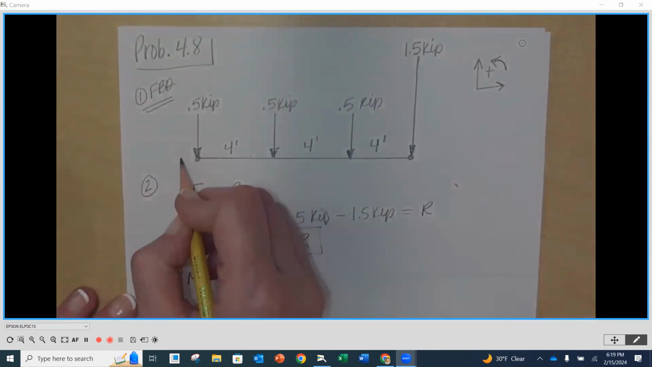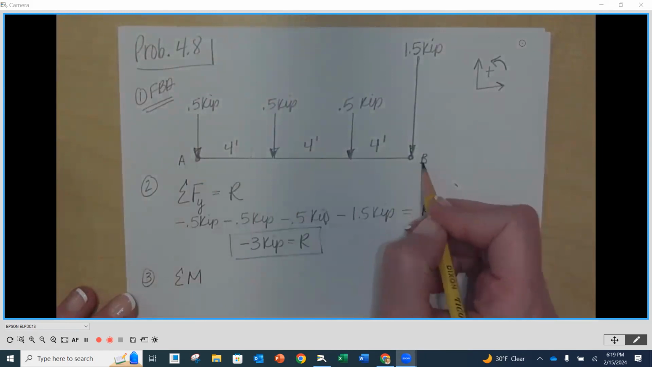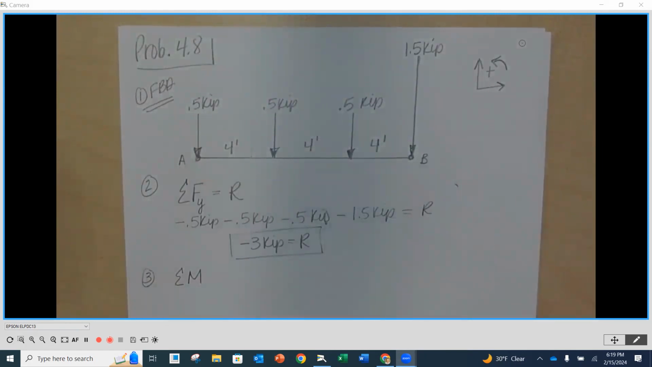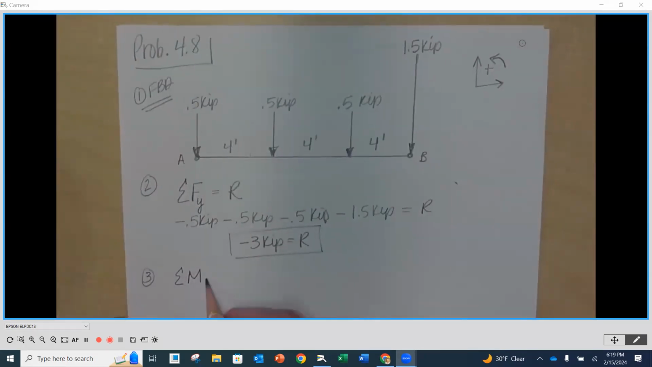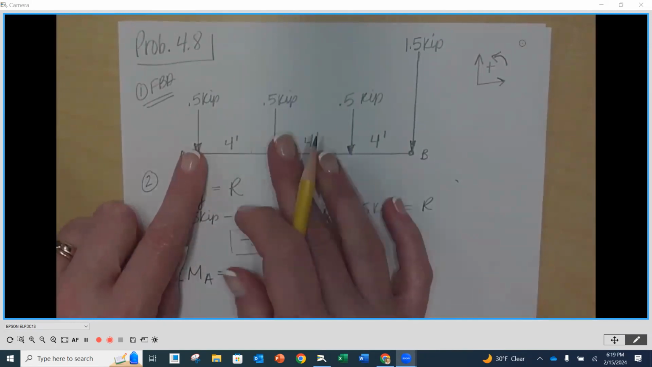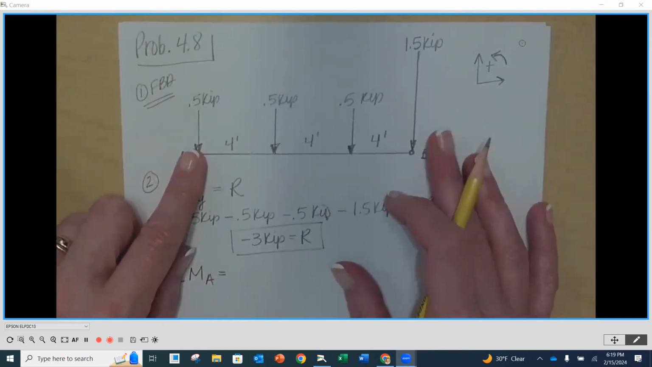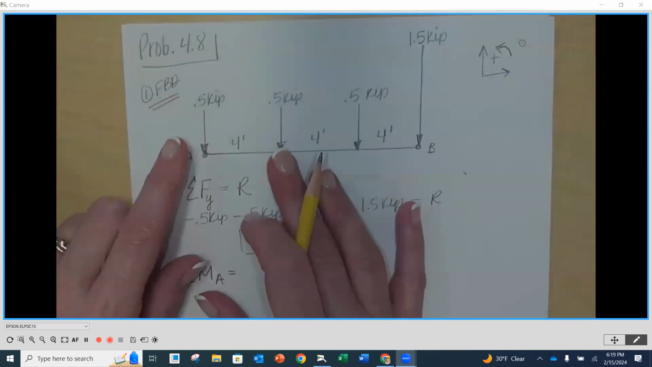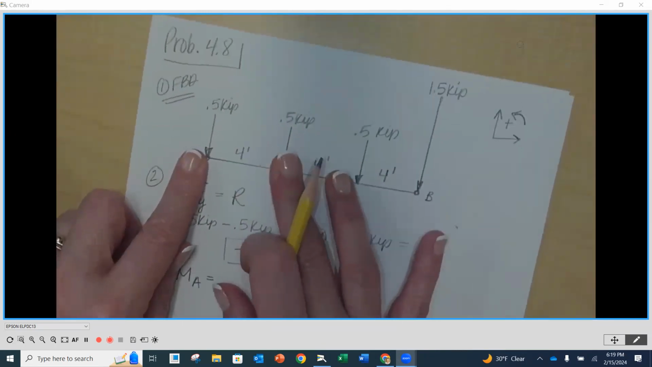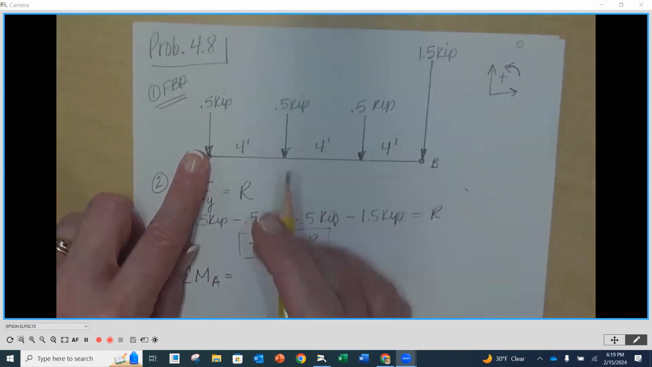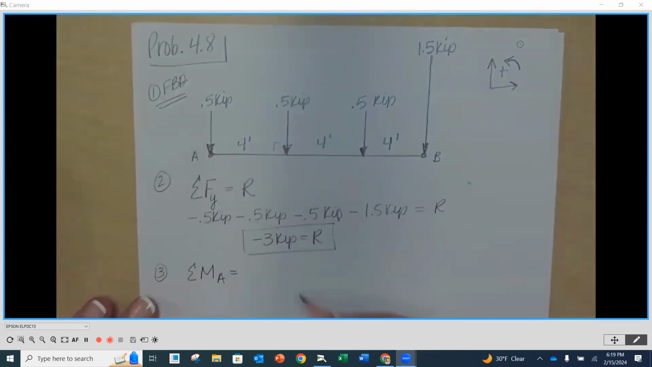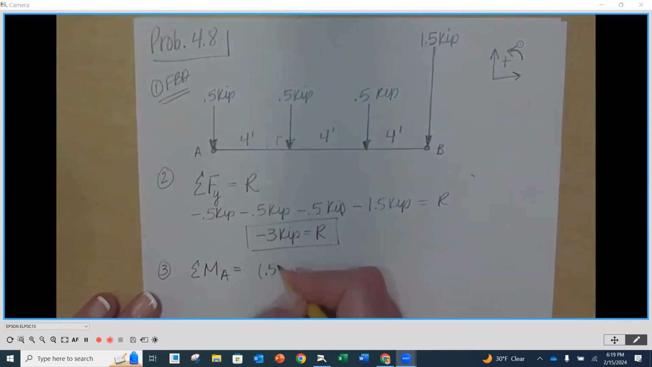Now, I forgot to label this: this is point A and this is point B. Make sure you put all your points on. You probably did. And I'm going to sum my moments around point A, equal to. I'm going to look at each one of my forces that cause rotation. The first one is my 0.5 kips times perpendicular distance 4 feet. So 0.5 kips times 4 feet.